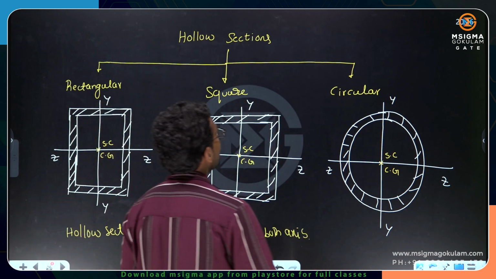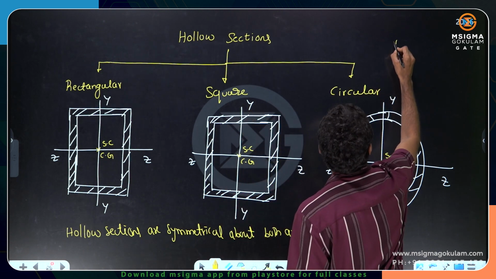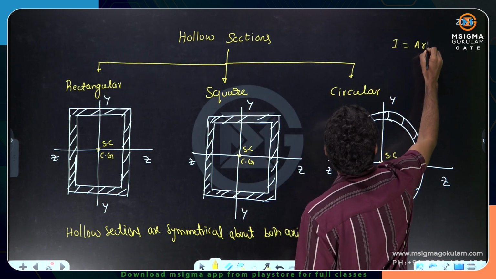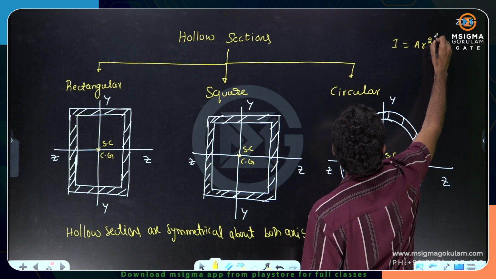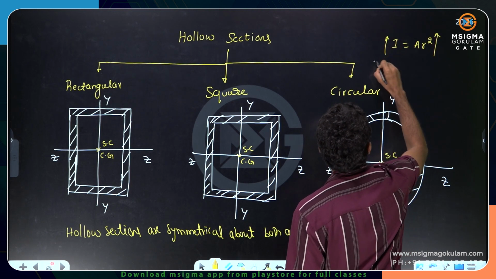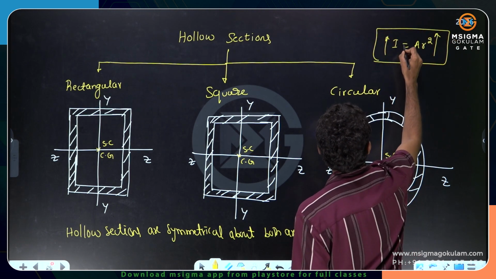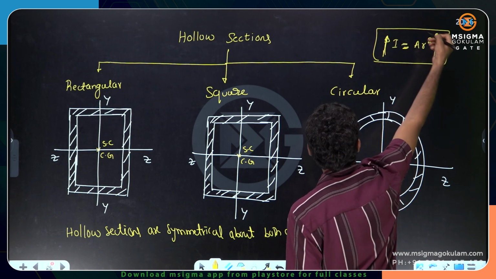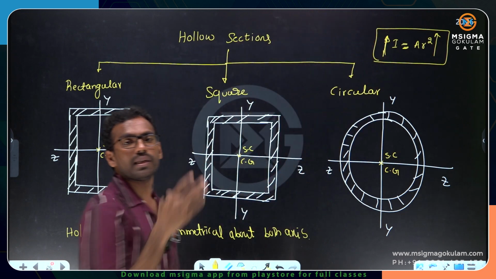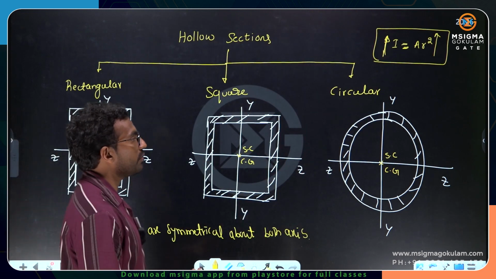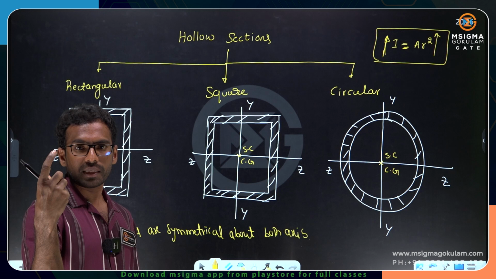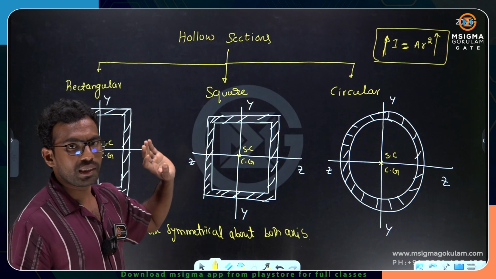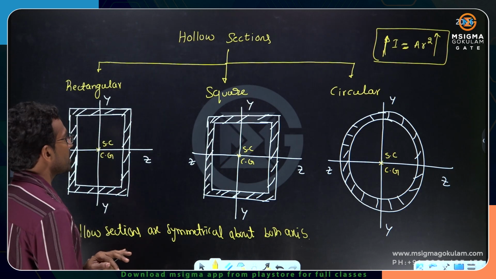You might have learned this in engineering mechanics. I is equal to A R square. If the material is located far away from the axis, moment of inertia also increases. Please understand, material distribution plays a vital role. The more radial distance you spread the material, the more will be the moment of inertia. The less radial distance you spread the material, the less will be the moment of inertia. So please try to understand that.